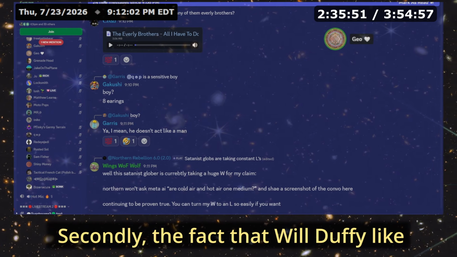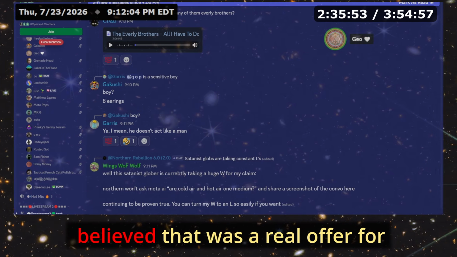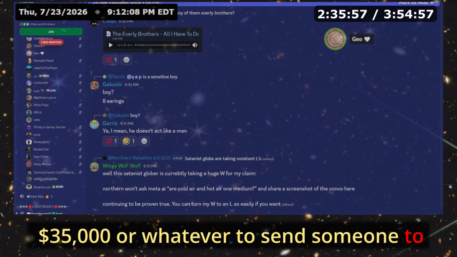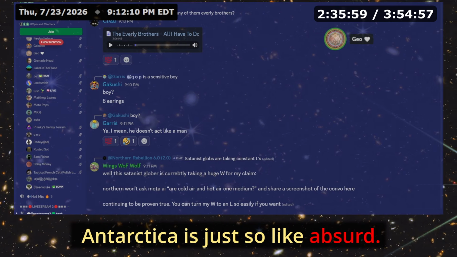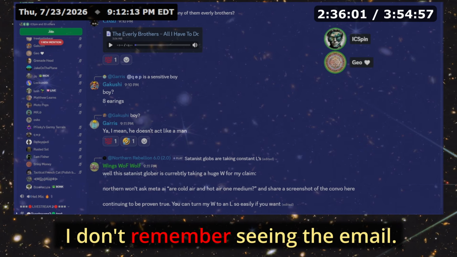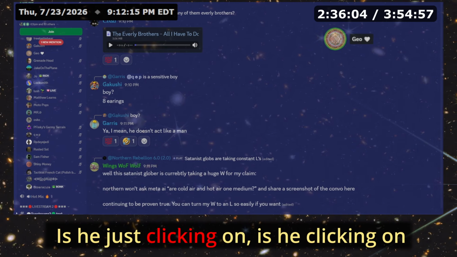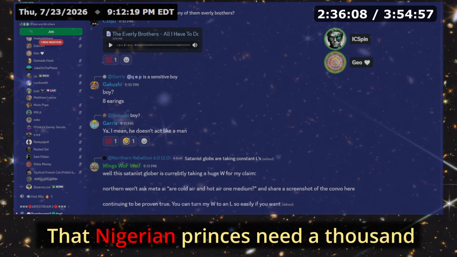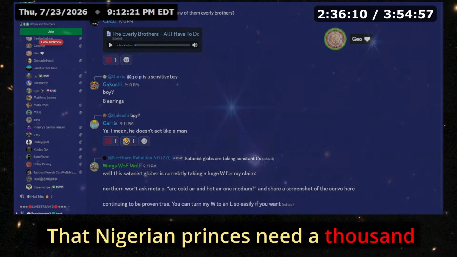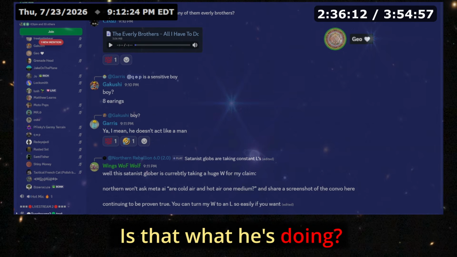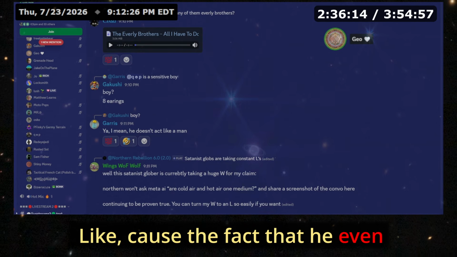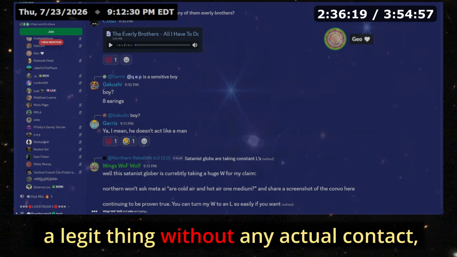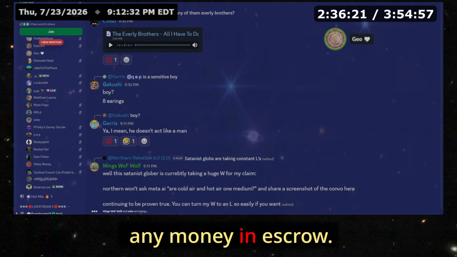First of all, secondly, the fact that Will Duffy believed that was a real offer for $35,000 or whatever to send someone to Antarctica is just absurd. Is Will Duffy really that gullible? I don't remember seeing the email. Is he clicking on all of his spam email? That Nigerian princes need $1,000, or whatever. Is that what he's doing? Because the fact that he even believed that was weird, and then thought it was a legit thing without any actual contact, any money in escrow.